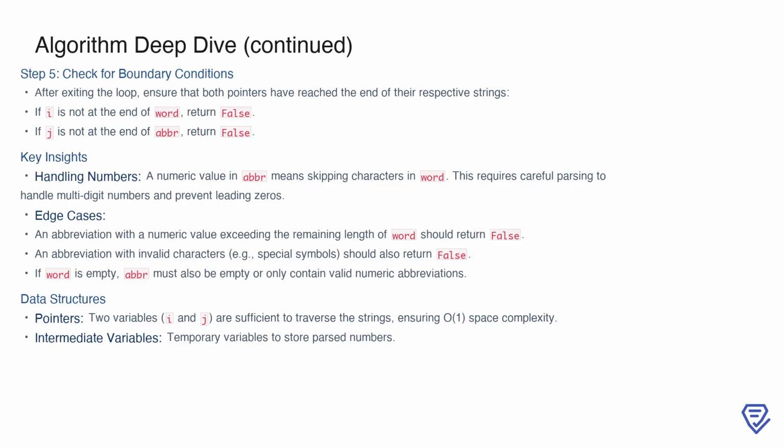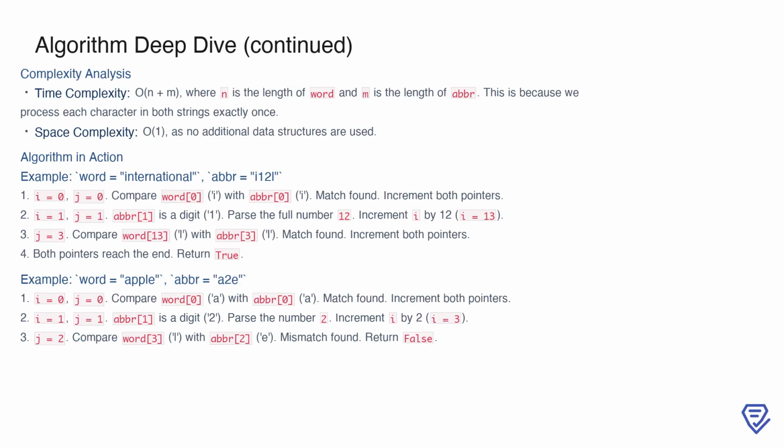Key insights to keep in mind include how numeric values in the abbreviation are used to skip characters in the word. Parsing these numbers carefully is critical, especially when handling multi-digit values or ensuring there are no leading zeros. Edge cases to watch for include numeric values that attempt to skip beyond the word's length or abbreviations containing invalid characters like special symbols. Additionally, if the word is empty, the abbreviation must also be empty or contain only valid numeric values. Now, let's analyze the complexity.